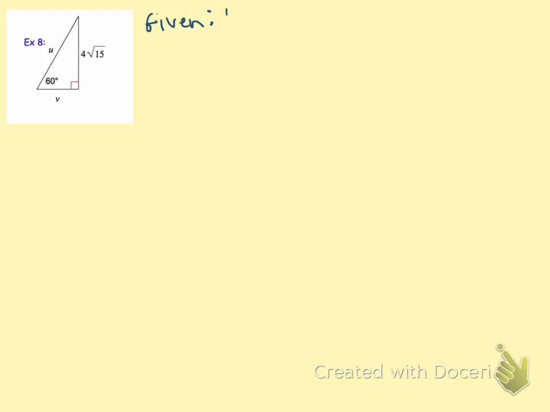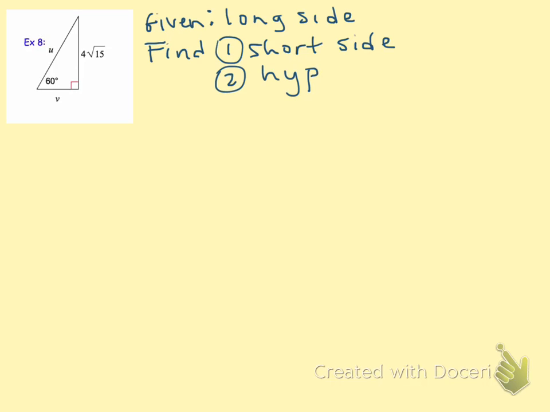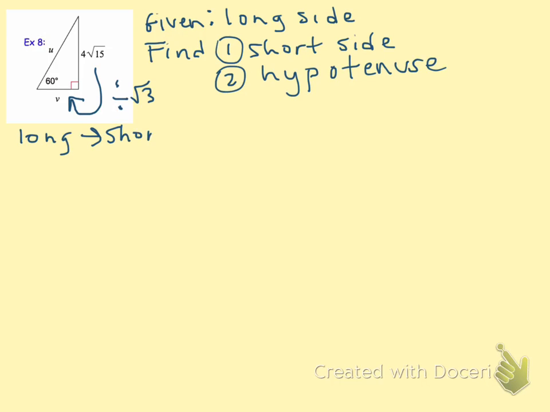Let's look at another example. In this triangle, we are given the long side, and we need to find first the short side, and then the hypotenuse. Remember, always find the short side first if it's not given to you. To go from the long side to the short side, we have to divide by radical 3. So we're going long to short, divide by radical 3. So we're trying to find v. So 4 radical 15 over radical 3 goes from long side to short side.